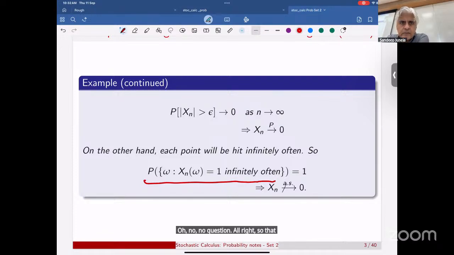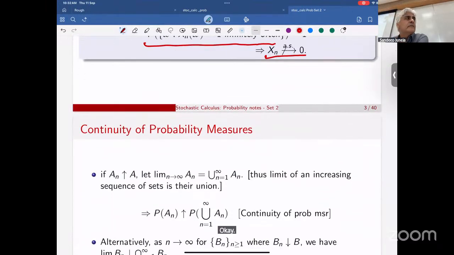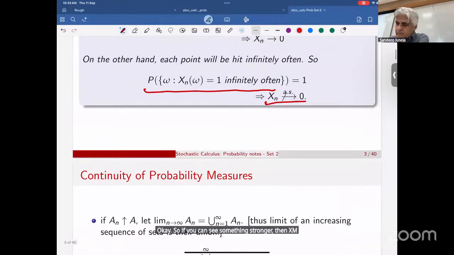So that tells me that the probability of seeing convergence is actually 0. So xn does not converge to 0 almost surely. We can see something stronger than that xn doesn't converge almost surely. We can say that at every point xn doesn't converge.